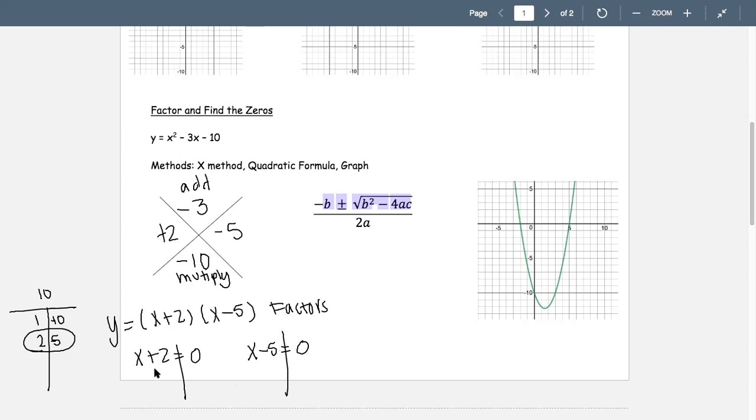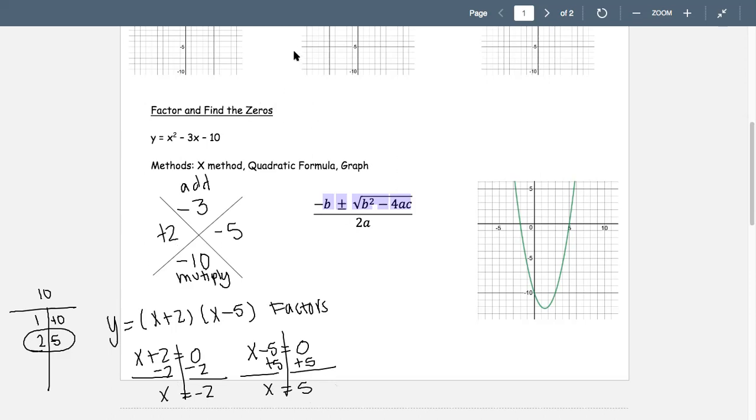So what do I do with the plus 2? Subtract 2, so x equals -2. And what would I do with the -5? Add it. Perfect. I'm going to add 5 to both sides, and that will give me x equals +5. So here are my 2 zeros. I did that by factoring, then setting my factors equal to 0 and solving for x. That is one method. Now let's look at our other method, the quadratic formula.